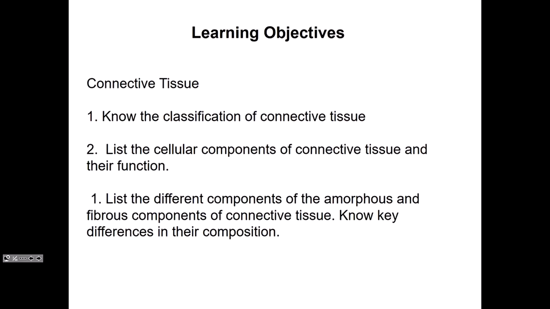So firstly, connective tissue. We need to classify connective tissue, and we'll go over that momentarily. And there are cellular components of connective tissue, and there are extracellular components of connective tissue that are secreted by those connective tissue cells. You need to know the cellular components and also the extracellular components, be able to describe and identify what we call amorphous and fibrous components, and know the differences between those different types of extracellular connective tissue. Okay?